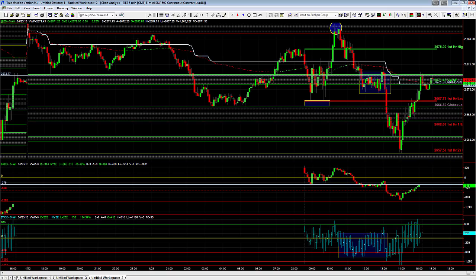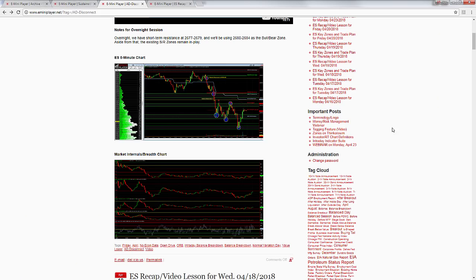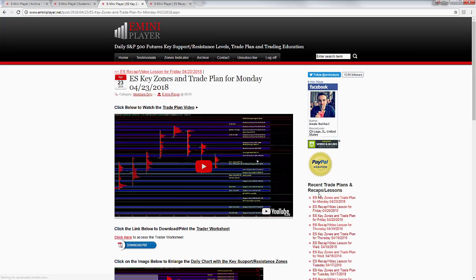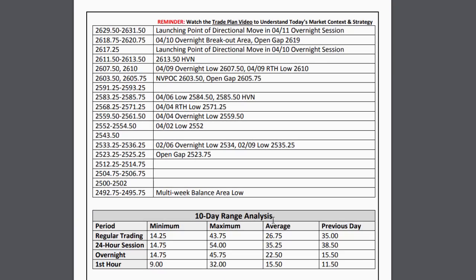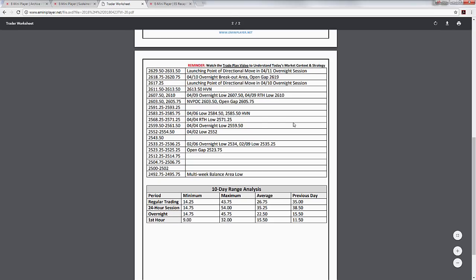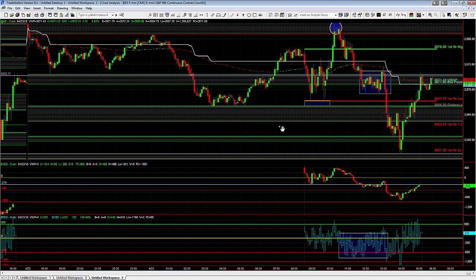Now, I'll also bring the trader worksheet back in for a second and go over the range analysis one more time, because that's interesting here too. One way you can use the range analysis is to figure out what the eventual high or low of day might end up being. For example, we know the RTH average range is 26.75 points. And typically after the first hour, the high of day or the low of day will already be set. About 70% of the time, the high or low of day gets established in the first hour.